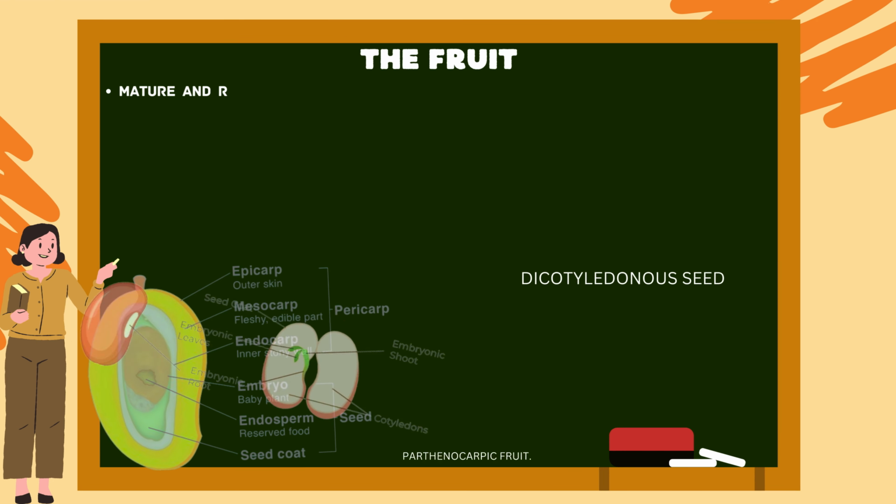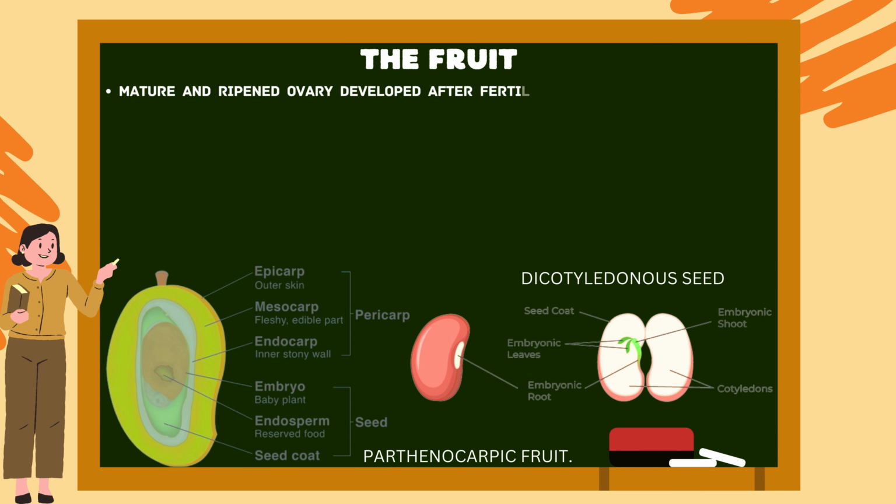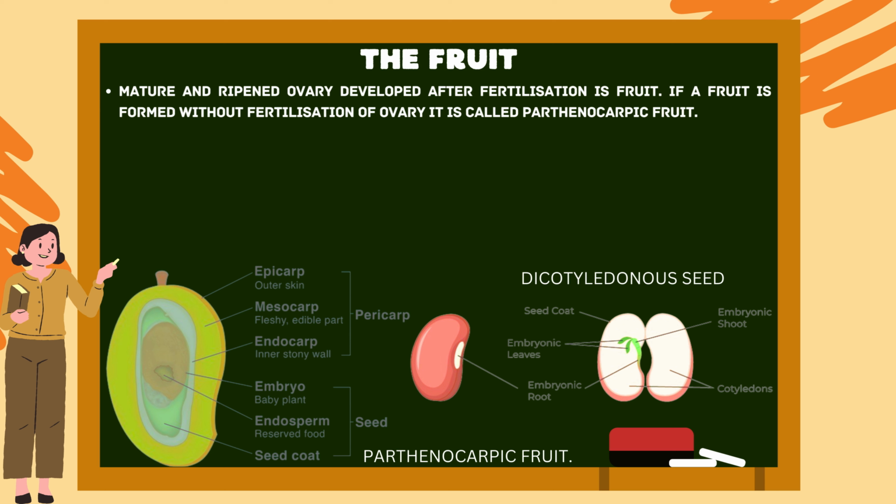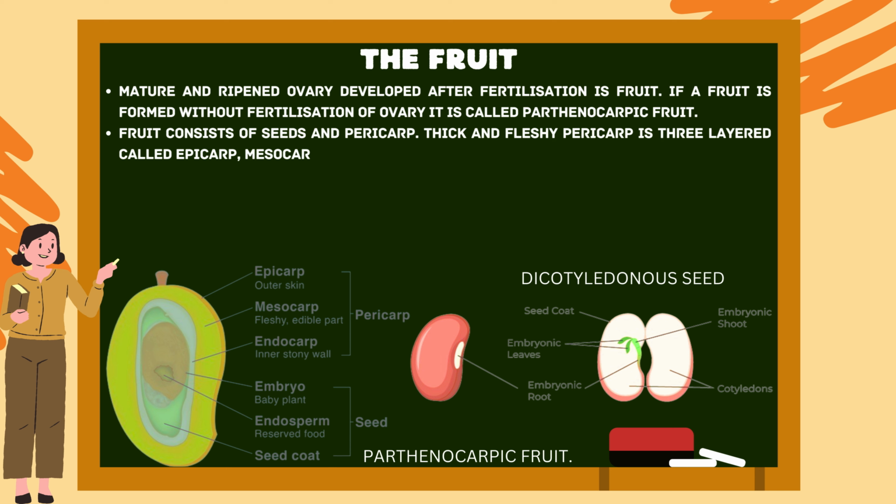Moving to the next topic, fruit. The mature, ripened ovary developed after fertilization is the fruit. If a fruit is formed without fertilization of the ovary, it is called a parthenocarpic fruit. A fruit consists of seeds and pericarp. The thick and fleshy pericarp is 3-layered, called epicarp, mesocarp and endocarp.